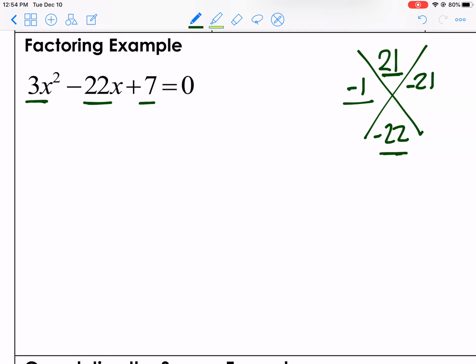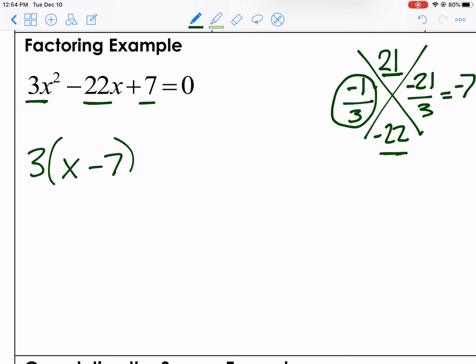Then we would divide by a. Our a value in this case is 3. So one of our factors is going to have negative 1/3. And the other factor, let me simplify this, would look like x minus 7. If I were to write this in intercept form, it could look like that, right?